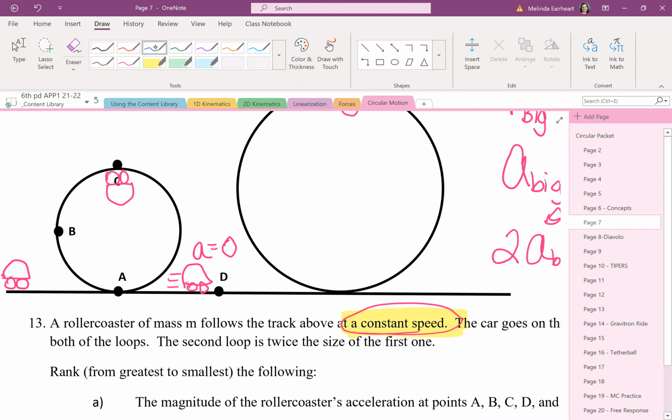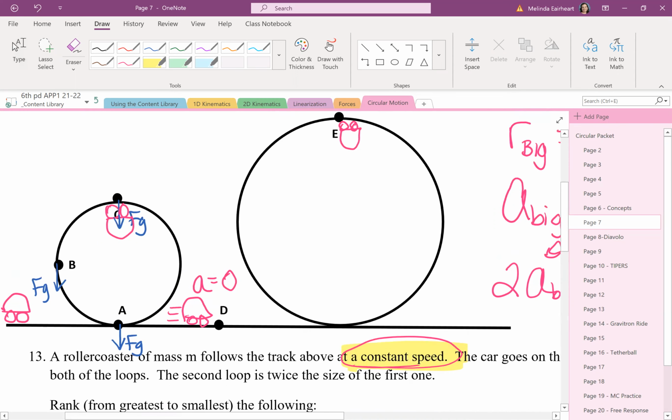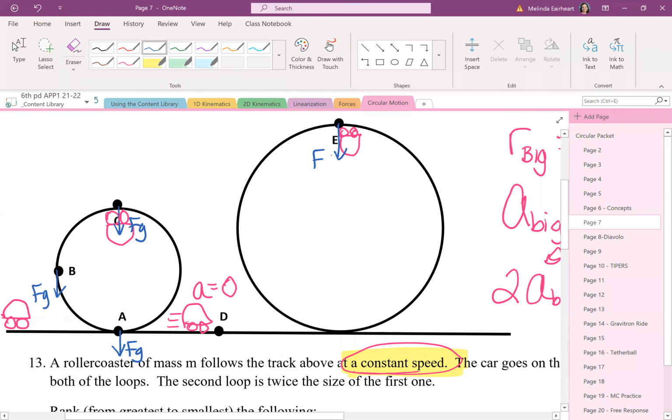What about at A? If the cart is at A, what forces are acting on the cart? Normal force and gravity. And I'm going to keep it calm so it's not too congested here, FG. And isn't gravity going to be the same all over? FG is the same at all locations. FN is not going to be the same.